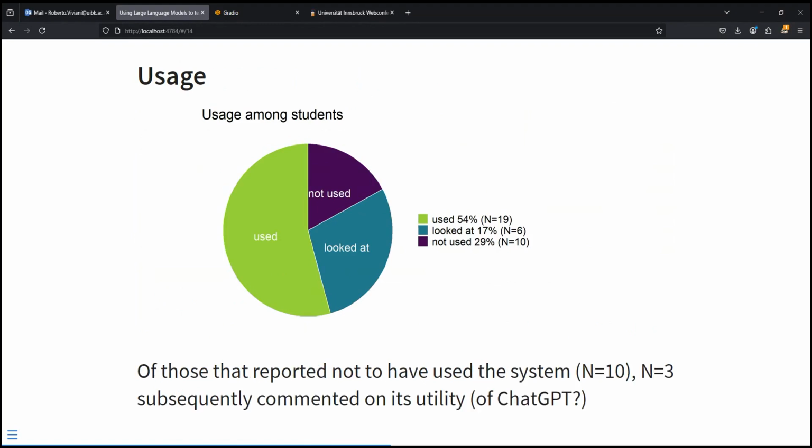It's a bit misleading because three of those who reported not using the system subsequently commented on its utility. So what happened was that some people who said they had not used it were actually using ChatGPT and not the system. I didn't expect this. Towards the end of the course they asked, what's the difference with ChatGPT? Well, you get ChatGPT if you want, because ChatGPT is behind it, but you get the material from our course on top of it. But some people were thinking they would be better off with ChatGPT. So unfortunately, I don't think we have real statistics of what the students were doing. I think they were using language models much more than these statistics reveal.